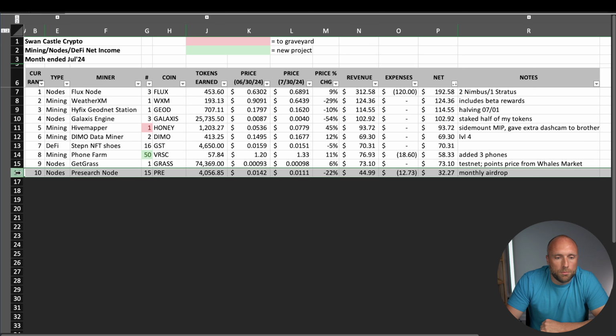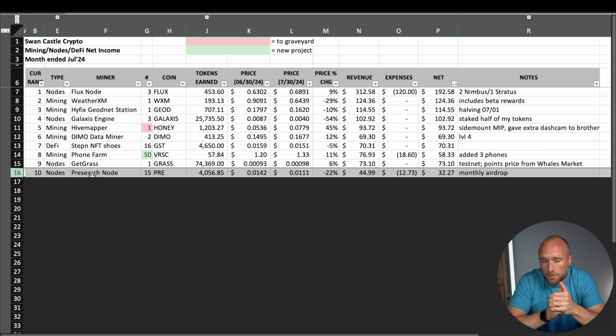Number 10, Presearch nodes. This one's been quite a disappointing project for me over the last couple of years. You can see the Presearch token is basically back down to 0.011, so just over a cent, down 22% for the month. It's basically still at bear market lows.